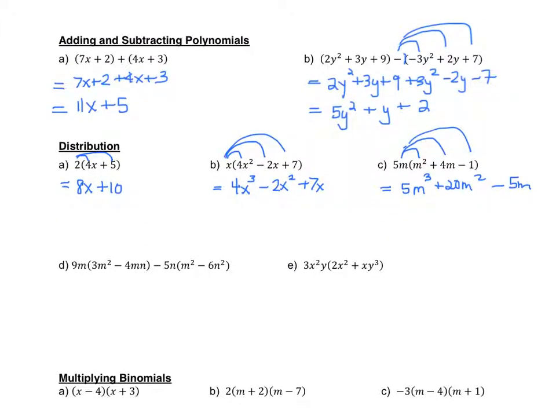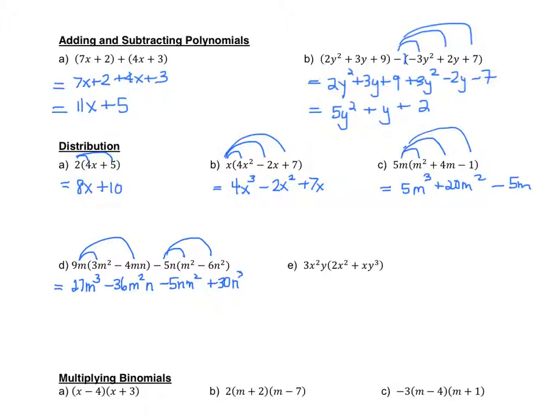Next one, we have to apply the distributive law twice. So first, 9m times 3m squared is 27m cubed. 9m times negative 4mn is negative 36m squared n. And then we multiply the second bracket by negative 5n. So we'll have negative 5nm squared plus 30n cubed.